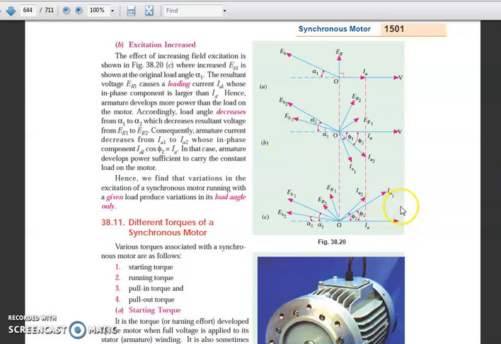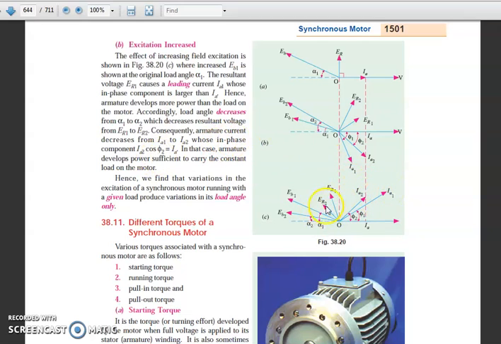And in that case, what will happen? If motor will create the larger power, then what will happen? Now in that case, the load angle decreases. Load angle previously it was alpha 1, now it decreases to alpha 2. And because of this, my resultant EMF also changes. Previously it was ER1, but आता काय झाला, माझा load angle alpha 2 कमी झाला, मग माझा ER2 सुद्धा कमी होणार आहे. Okay, so consequently armature current decreases from IA1 to IA2.